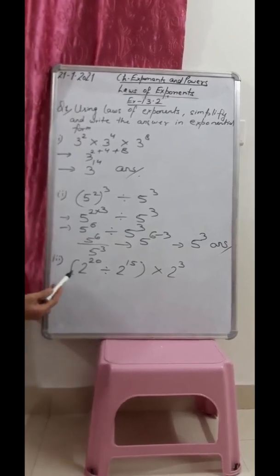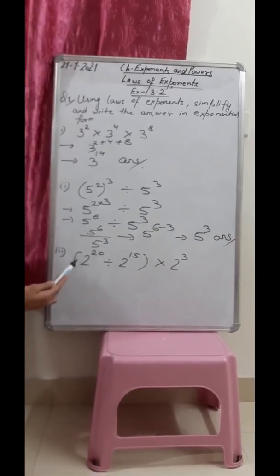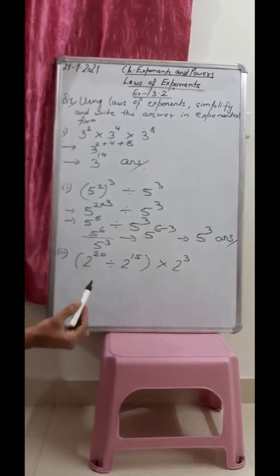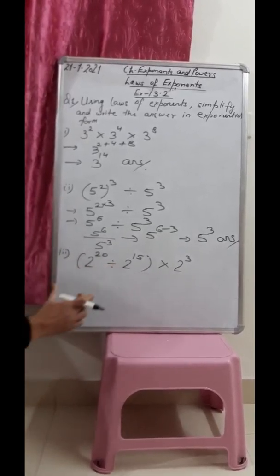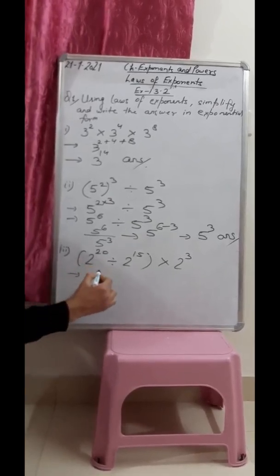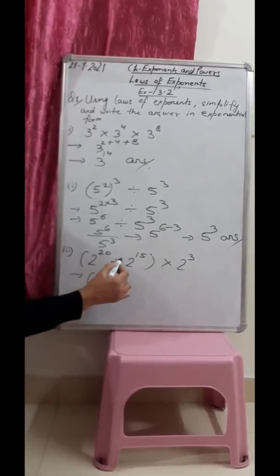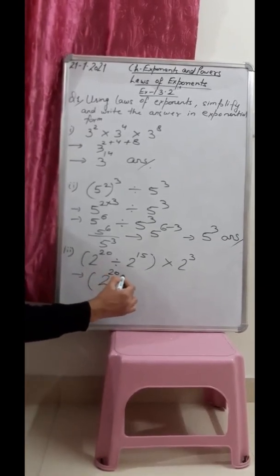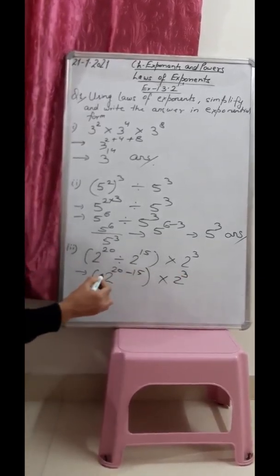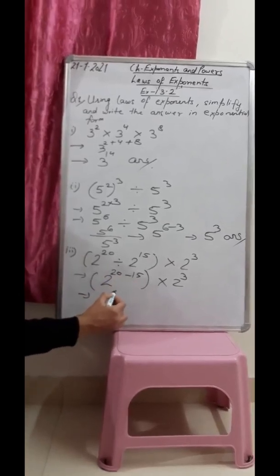Third part, here we can see that there is a bracket, and in the bracket it is 2 raised to power 20 divided by 2 raised to power 15. So first we are going to solve the bracket, and in the bracket there is a divide. To solve it, the base remains as it is, and in division the powers get subtracted. So the bracket will give us 2 raised to power 20 minus 15, which gives you 5.